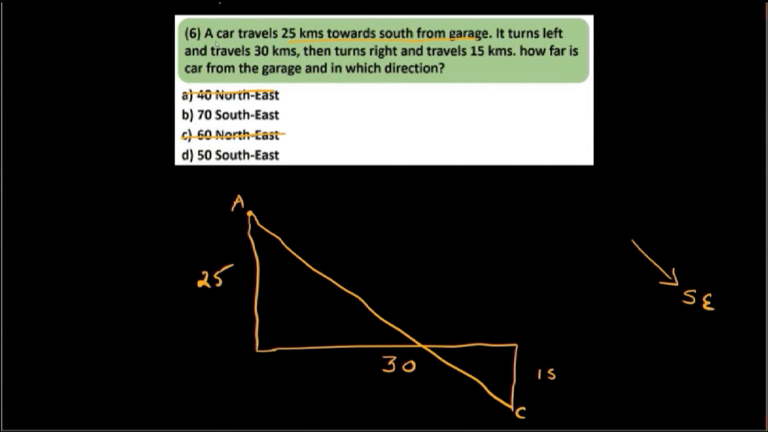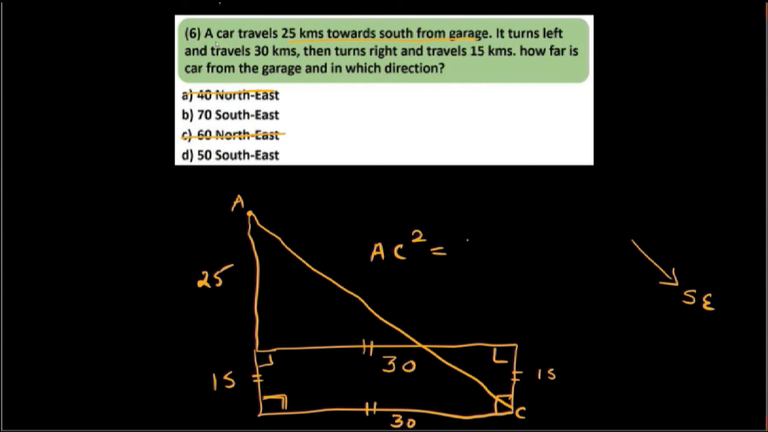So what we have to do, that we have to convert this into a complete triangle. Okay, this is 90 degrees, this is 90 degrees, this is 90 degrees, and this is 90 degrees. So we have converted it into the complete triangle. Now this is a rectangle, this side is 30, so this side also becomes 30, and this side is 15, so this side also becomes 15. So we have a right angle triangle in which AC, we have to find out the AC, and according to the Pythagoras theorem, AC square is equal to AB square plus BC square.